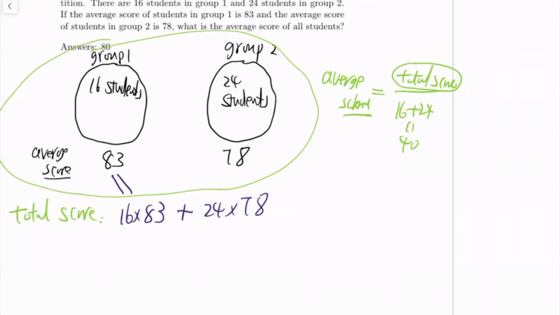When you calculate those together, which you can do by yourself, you get 3,200. So the average score will be 3,200 divided by 40. That's what you get: 80.